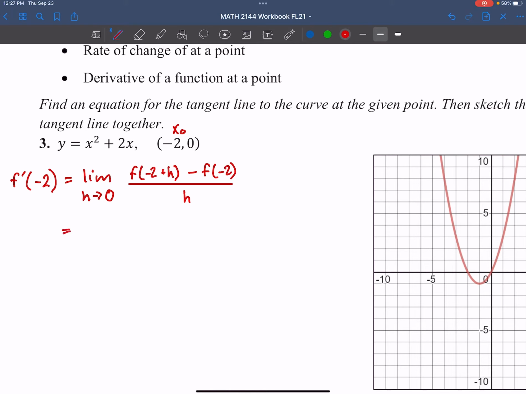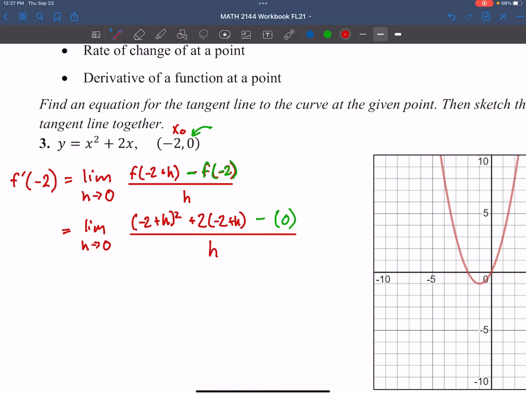So to do this, we would just have to do some substitution. We would just consider the limit as h goes to 0. And our function here is this quadratic one. So it's going to be minus 2 plus h squared plus 2 times minus 2 plus h. So that is the first part. Then we have minus f of minus 2. You can plug it in if you want, or just realize that that is just going to be 0. And then it's going to be divided by h.